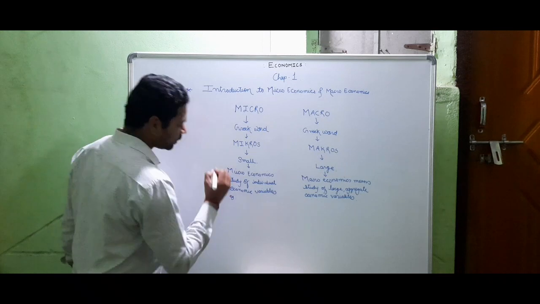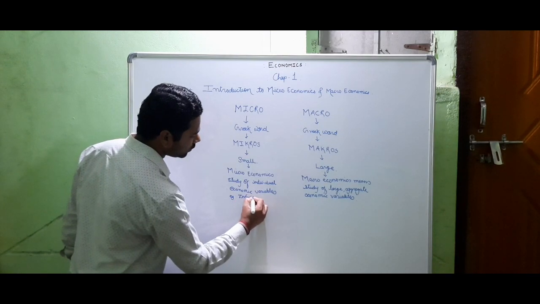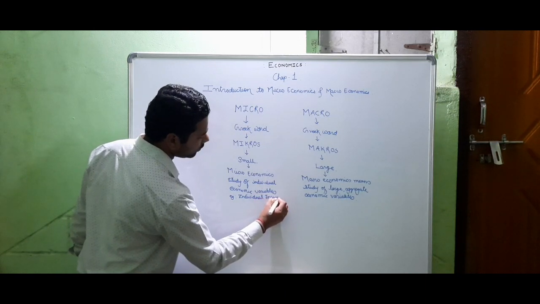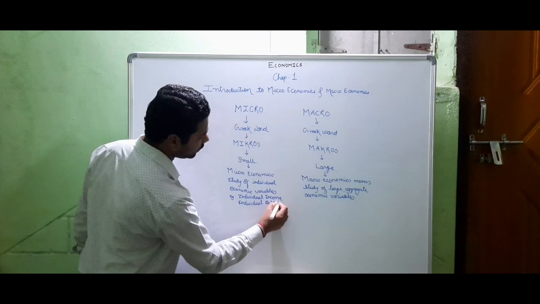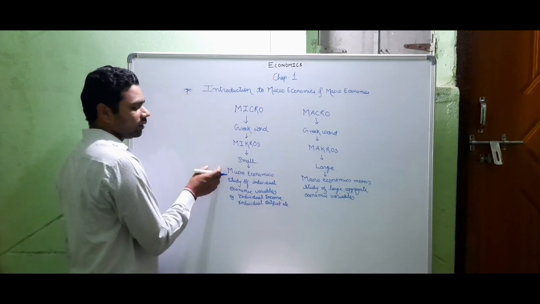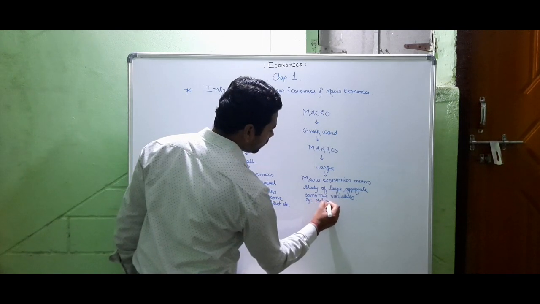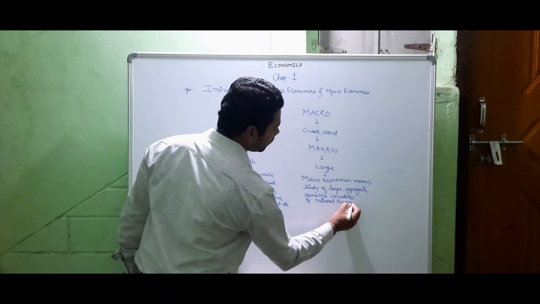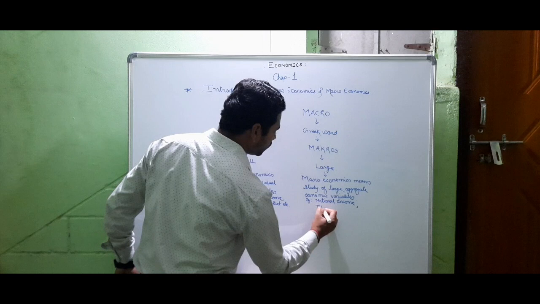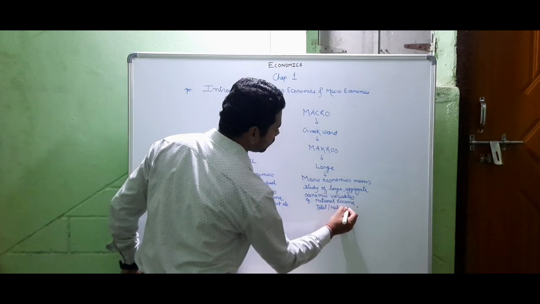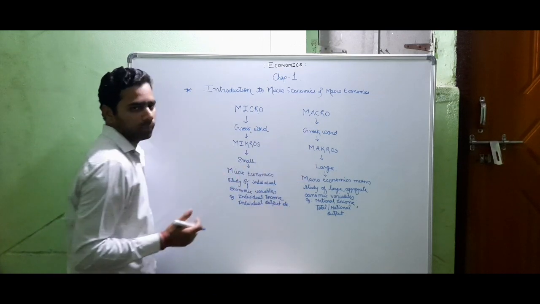The examples of small individual economic variables are individual income, individual output, etc., which are studied under the concept of microeconomics, and large economic variables like national income and total national output are studied in the concept of macroeconomics.